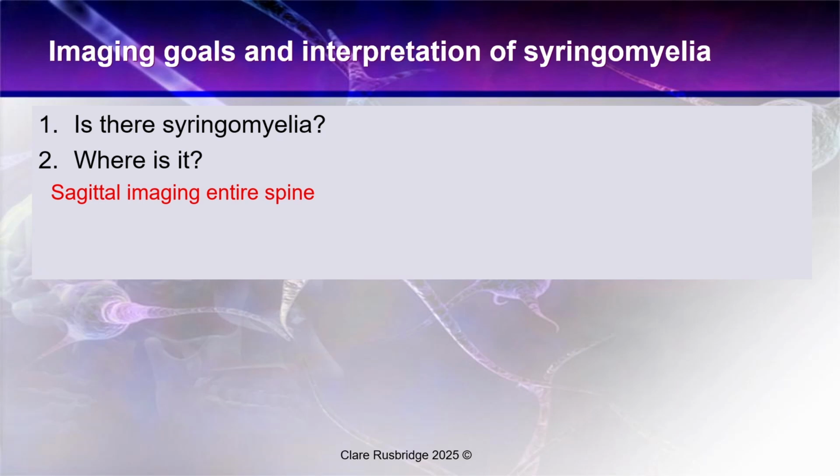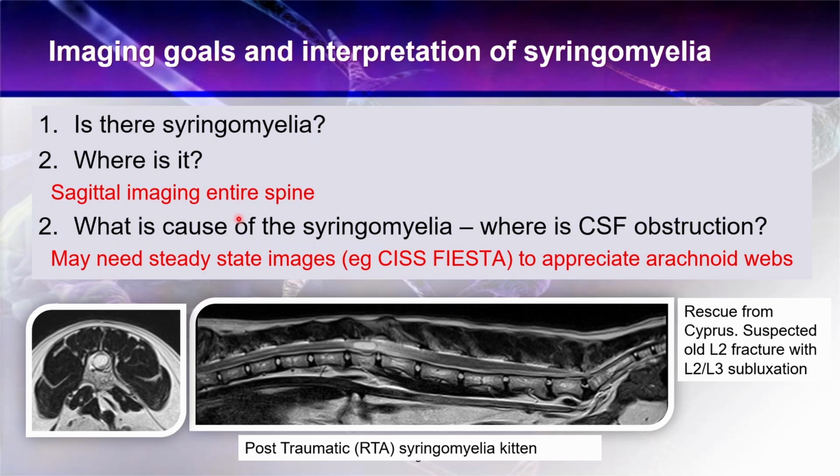The question is, is there syringomyelia? And also, where is it? In my opinion, it's not enough just to say it is present, but you should say how big it is and where it is. So to do this, you should do sagittal imaging of the entire spine, even if you do some very quick images of the entire spine, for example, HASTE images, which can give you a very quick assessment. We need to find out what is the cause of the syringomyelia, because syringomyelia will develop wherever there is CSF obstruction.